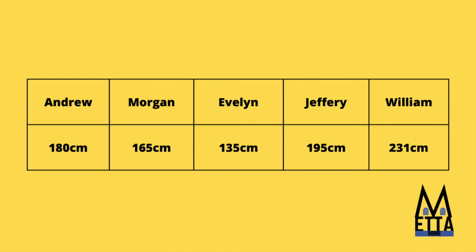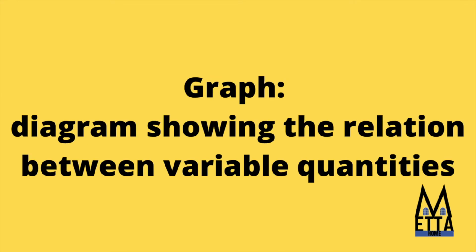However, there's one inconvenience. It is hard to see what is really going on by looking at the table since it is not visualized. In order to solve this problem, we use something called a graph. A graph is a diagram showing the relation between variable quantities, typically of two variables, each measured along one of a pair of axes at right angles.